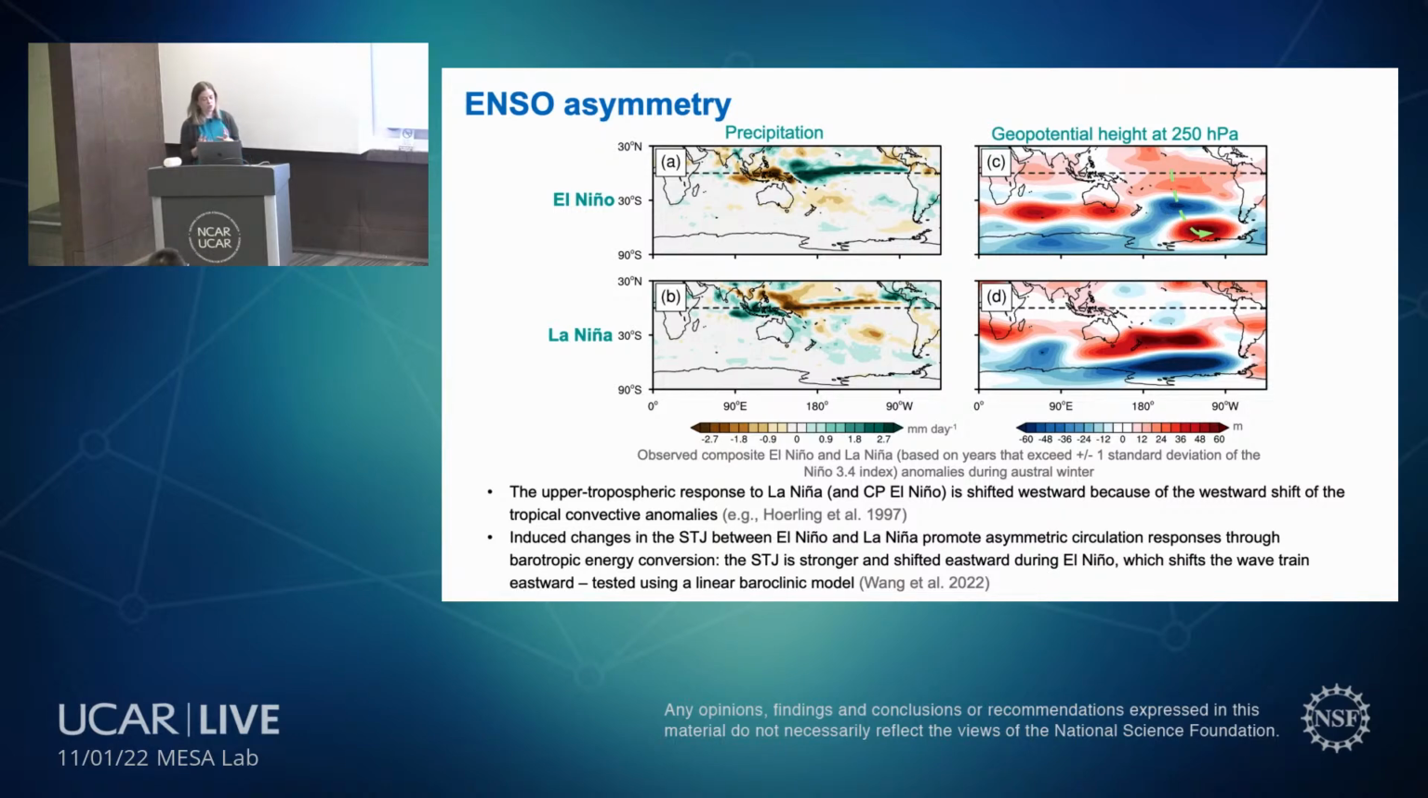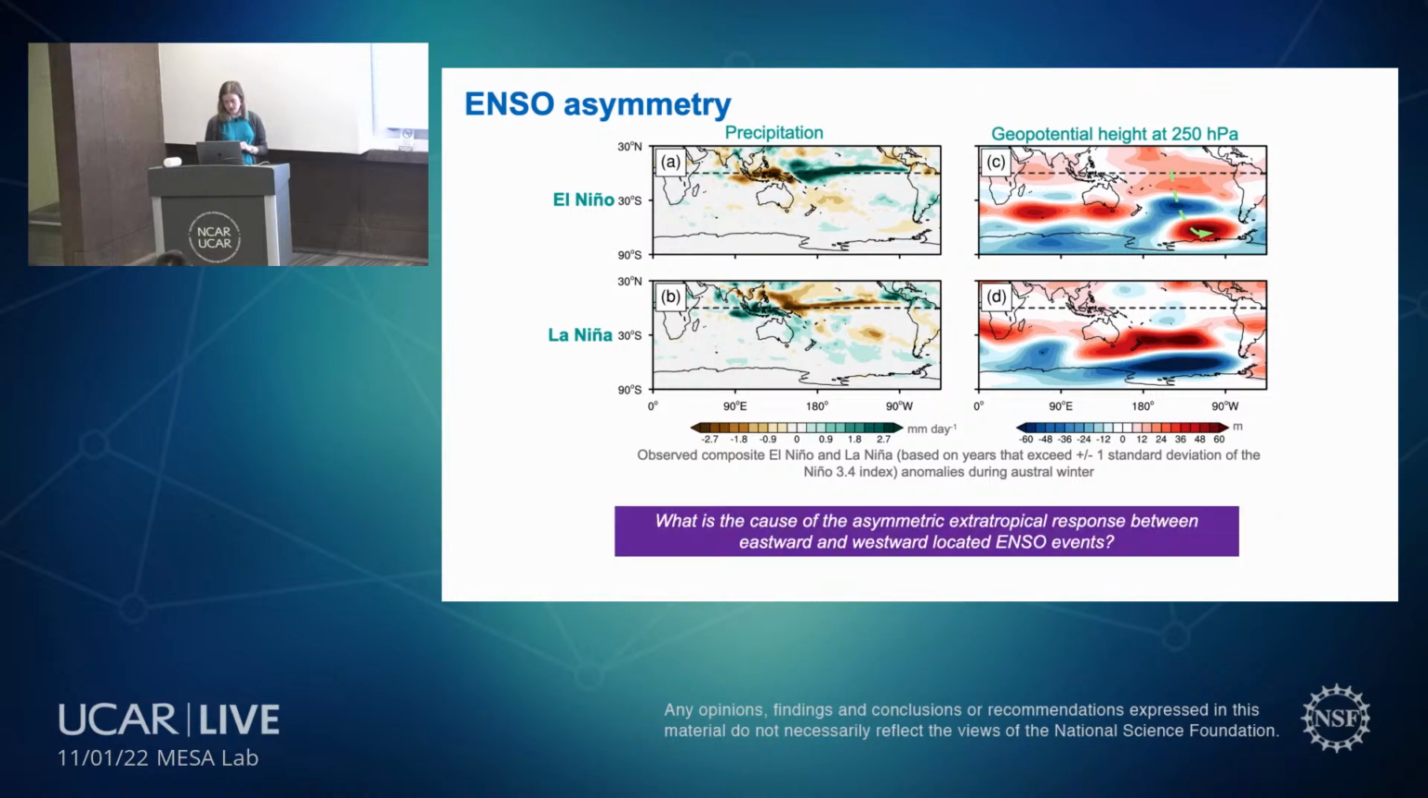And a recent study also suggested that this asymmetry could be related to changes in the subtropical jet that we get in El Nino compared to La Nina. So during El Nino, the core of the subtropical jet shifts eastward and is stronger, and this should then shift the wave train eastward. But it doesn't fully explain this asymmetry and this more zonal elongation that we get during La Nina events. So here we want to understand the cause of this asymmetry between eastward and westward located ENSO events.